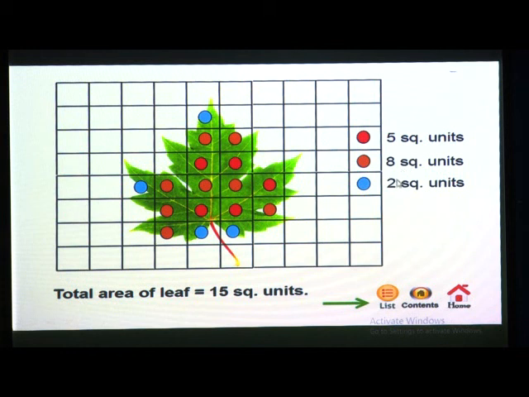So we have 8 square units, and the area which has less than half, that is blue in color: 1, 2, 3, 4. For this we have to count half square unit. So half and half becomes 1, half and half becomes 1. So that is 2 square units. After calculating all these square units, we have to add them. 5 plus 8 plus 2 is 15 square units. So we can tell the total area of the leaf is equal to 15 square units.